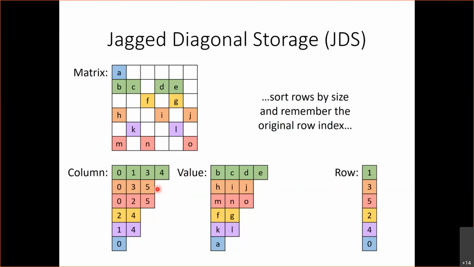And then next, sorting helped me solve the problem of control divergence. But I also want to have good memory coalescing. So what can I do to have good memory coalescing? Well, when my threads come to access the first element of their row, I want the accesses to be coalesced. So when thread 0 comes to access this non-zero element, and thread 1 comes to access this non-zero element, and thread 2 comes to access this non-zero element, etc., I want my accesses to be coalesced. So what can I do to make those accesses coalesce?